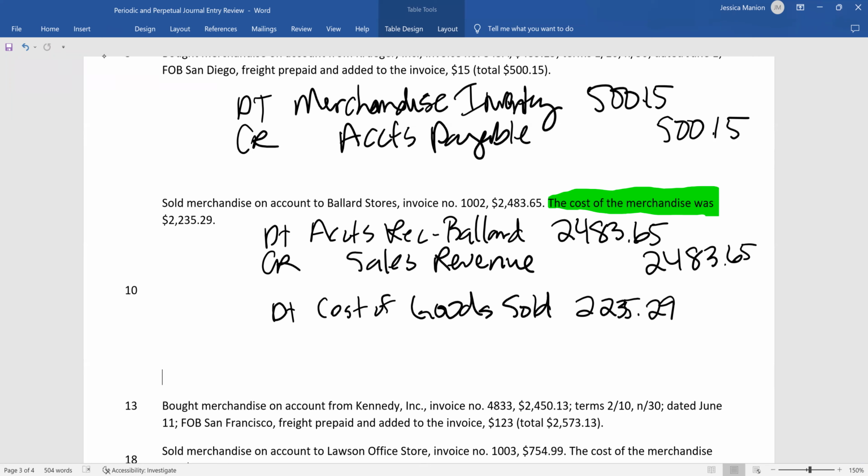Let's see, debit cost of goods sold, credit merchandise inventory.